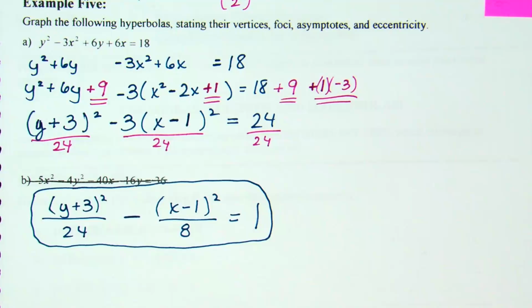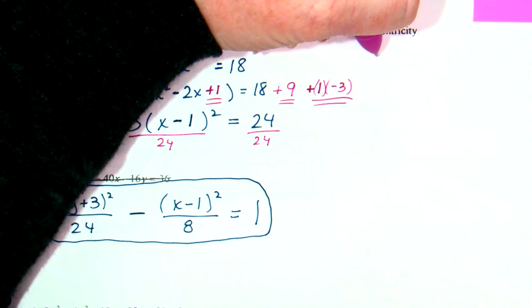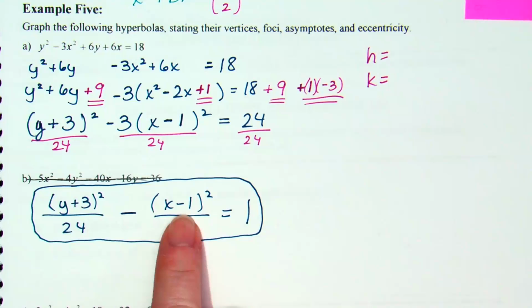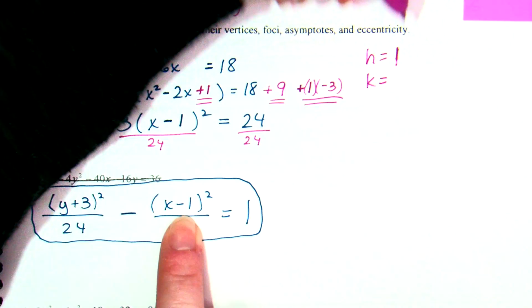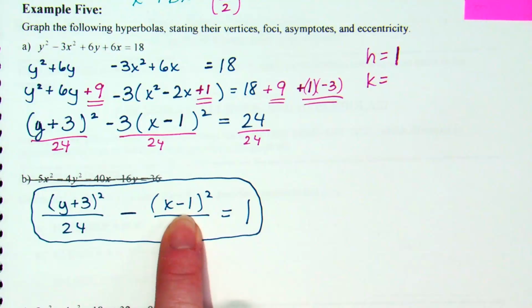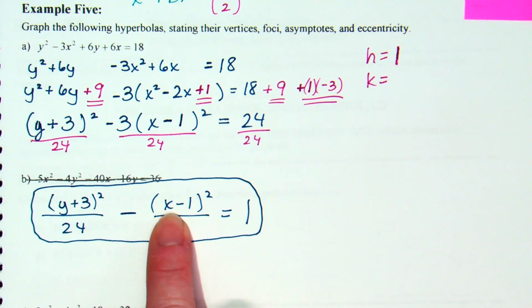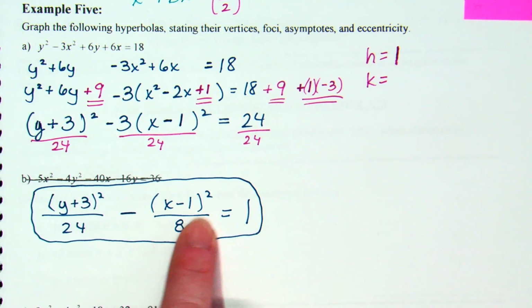H. What's H? Minus negative 1. So it's just 1. H is going to be 1. I made a mistake. Okay, it's the opposite. H always goes with the X. X is x minus 1, so we use positive 1. K. What's K? Negative 3. Because it's y plus 3, so opposite sign. K is negative 3.